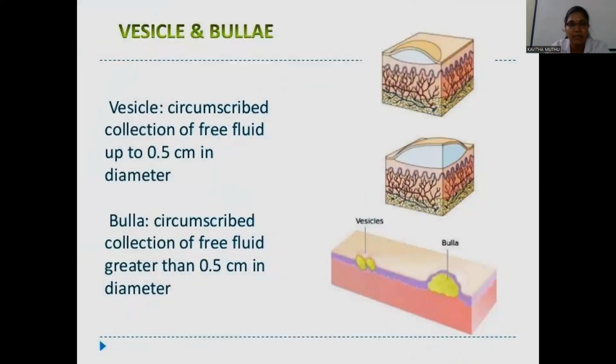Good, before starting this chapter, I would like all of you to know the definitions of vesicle and bullae. So what do you mean by vesicle? It is a circumscribed collection of free fluid up to 0.5 centimeter in diameter. Bullae are the same as vesicles, but there is a difference in size. It is greater than 0.5 centimeter in diameter.